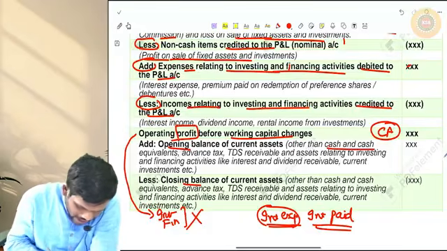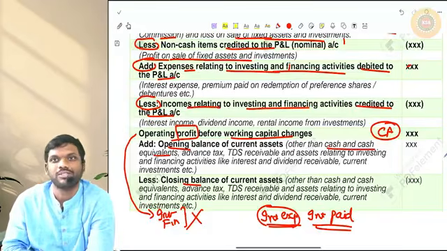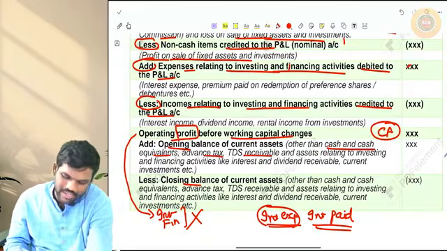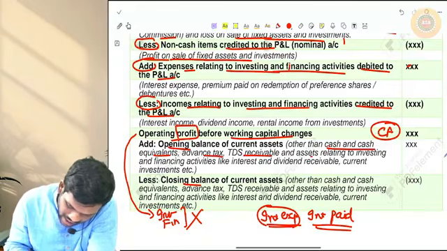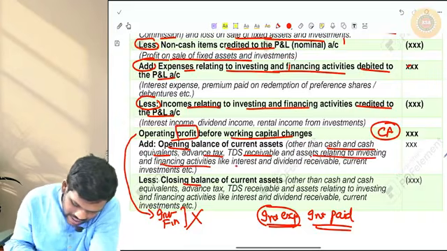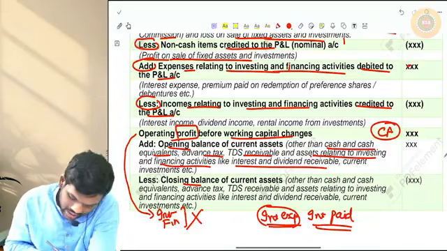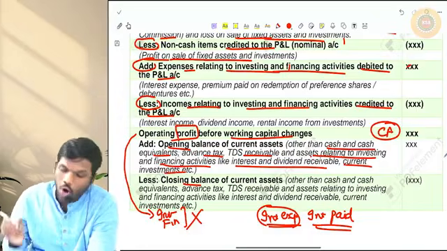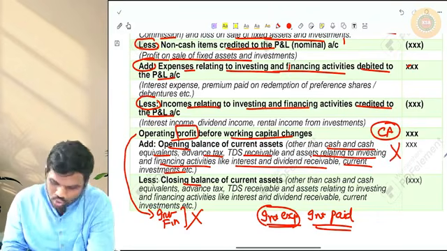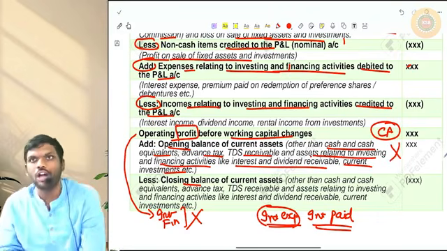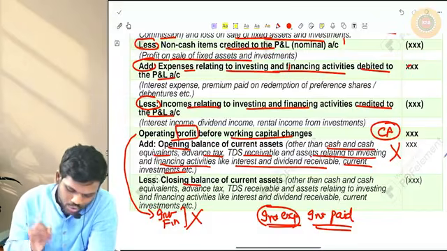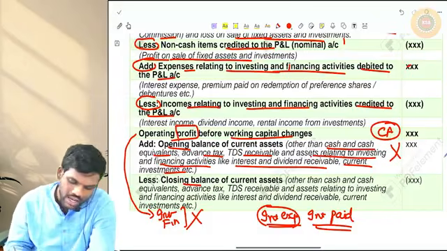Be careful when you are taking current assets. Please don't take cash and cash equivalents. Don't take advance tax. Don't take TDS receivable, and don't take any assets which are relating to investing and financing activities like interest receivable, dividend receivable, current investments. All these should not be taken. Please ensure you go through this list properly. If you do it wrong, your cash flow will not tally. So ensure that these assets you won't take as a part of working capital changes.